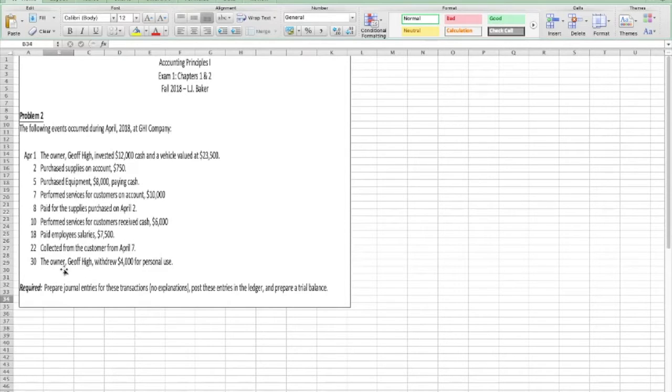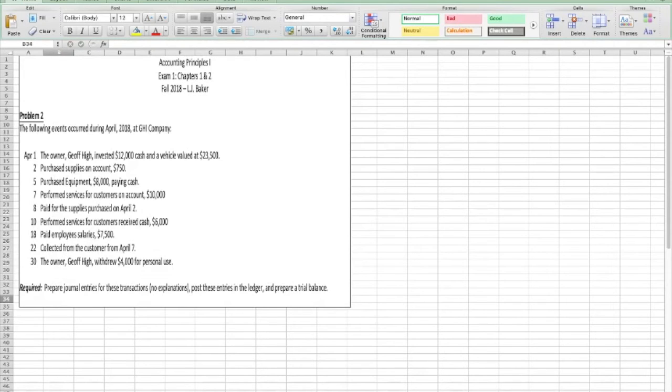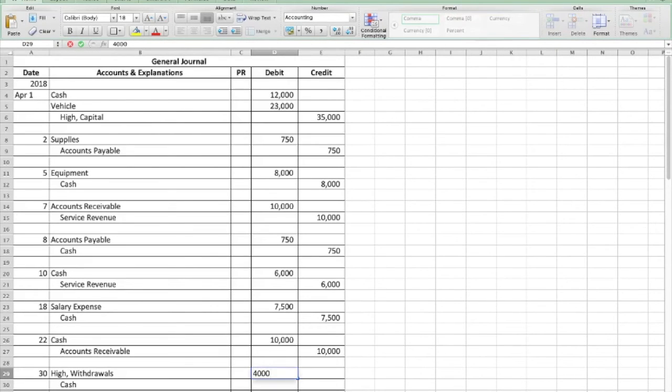On the 30th, last transaction here, it says the owner, Jeff High, withdrew $4,000 for personal use. If the owner is withdrawing for personal use, I know that I need to increase the withdrawals account. Withdrawals goes up with a debit. And I know the business now has less cash, so cash needs to go down. Cash goes down with a credit. So a debit to High, Withdrawals, a credit to cash, and that was for $4,000. And that's how we will record all of those transactions for problem 2.